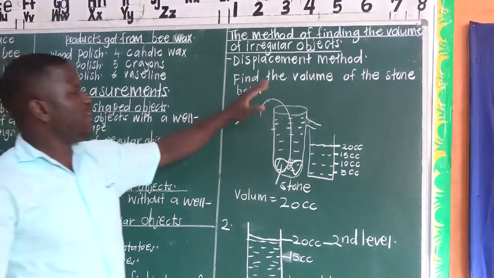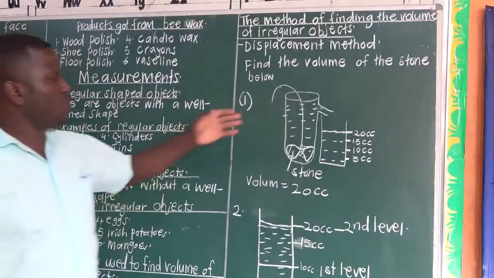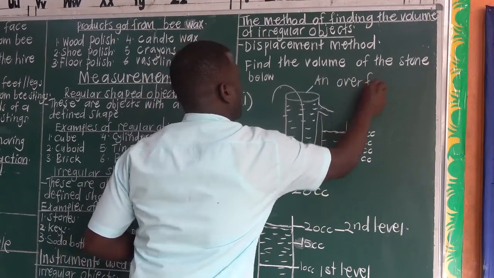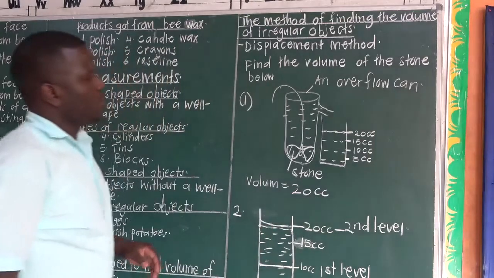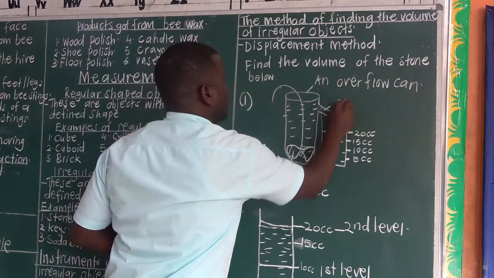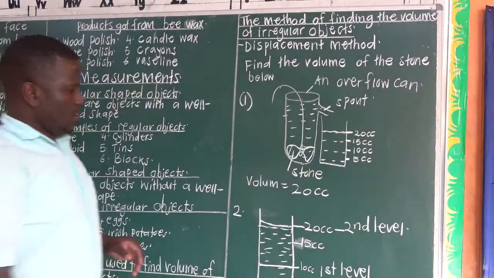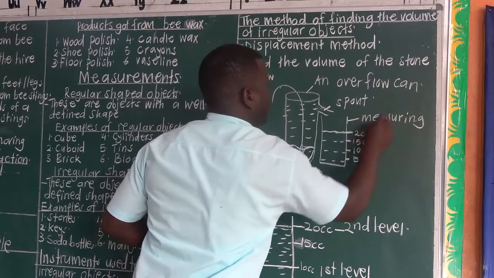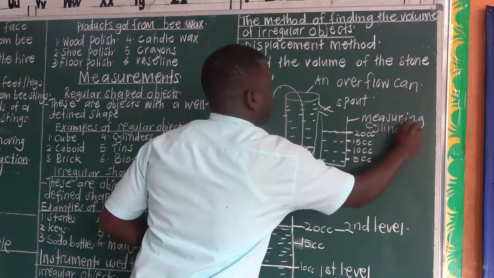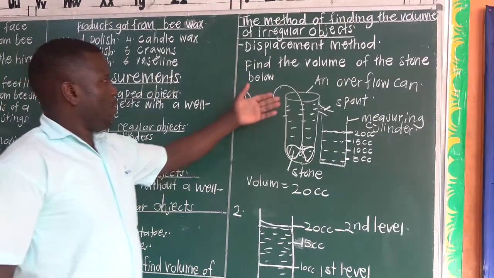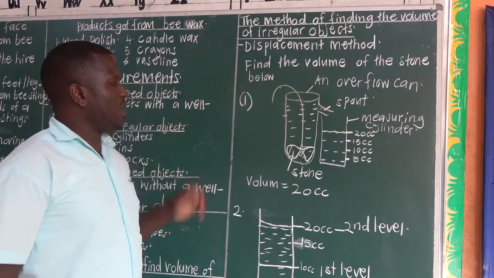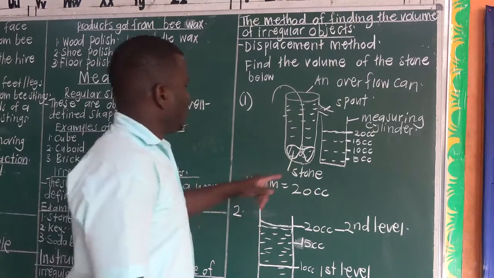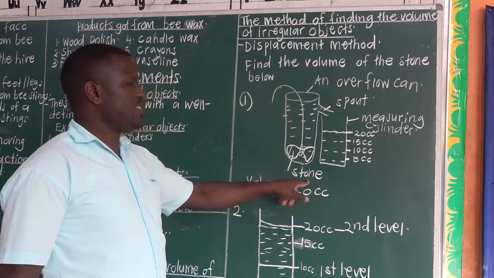Let's look at an example. Find the volume of the stone below. This one is called an overflow can. This overflow can has this part called the spout. Then this one is called a measuring cylinder. Now, we want to use this overflow can and a measuring cylinder to find the volume of a stone or an irregular object. Inside the overflow can, we have a stone.